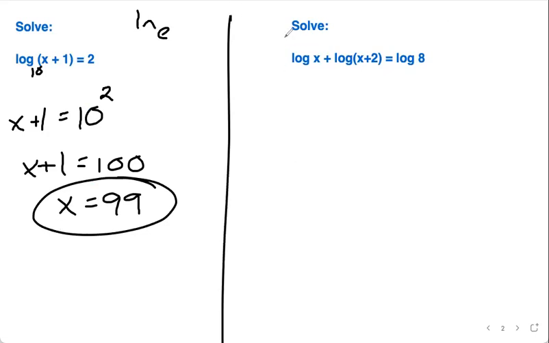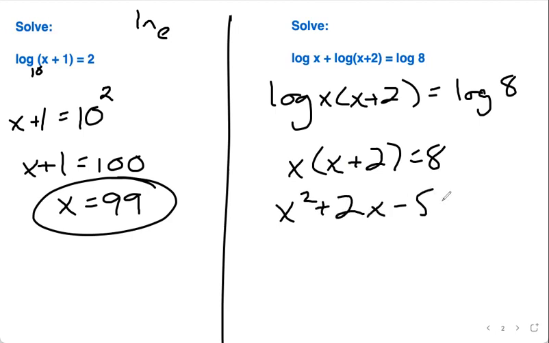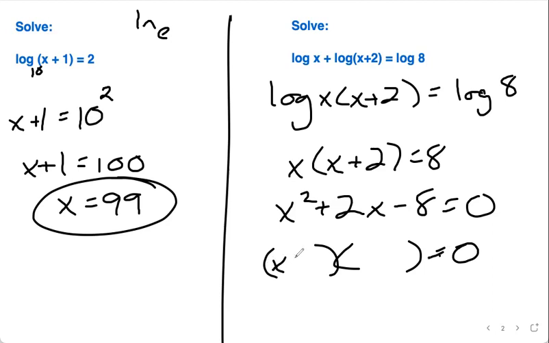Over here, if we have all logarithms or all natural logs, we want to get 1 on each side. So we combine. When you add, you combine by multiplying. And now we're solving for what's inside. So x times x plus 2 equals 8. Distribute, subtract that 8 over, and now we're factoring. So we get x plus 4, x minus 2, so x equals negative 4 and positive 2.